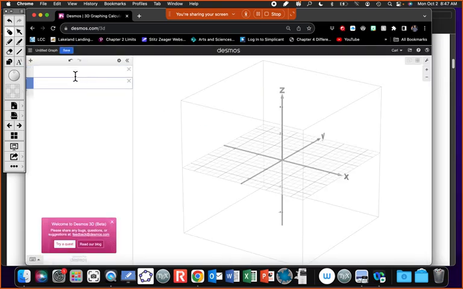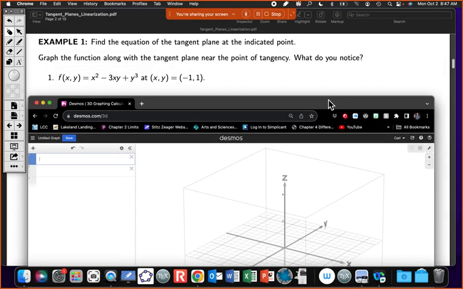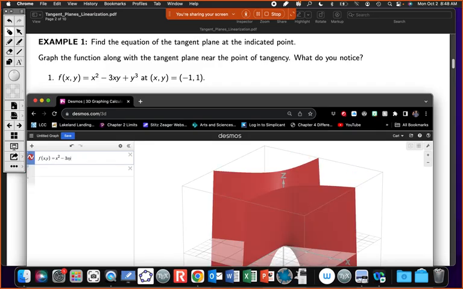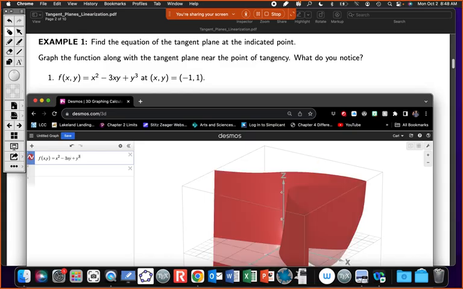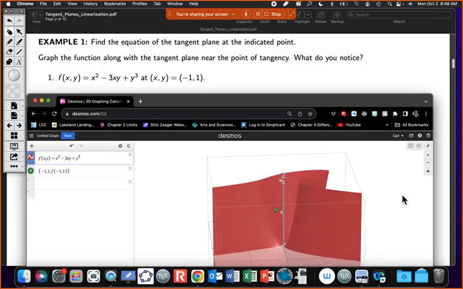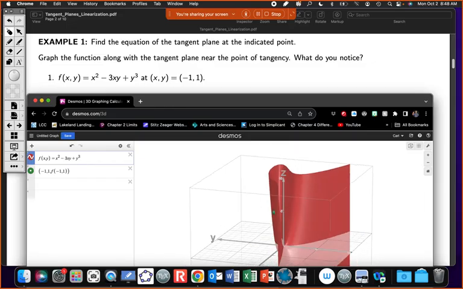There it is. Let's just go ahead and type in our function here, z equals f of xy. You can just put f of xy if you want. Is x squared minus 3xy plus y cubed. Let's go ahead and enter the point we care about. Negative 1, 1, comma f of negative 1, 1. And it's up there, so we can zoom out to see it a little better. There it is. You can see it's sitting on the surface like that.